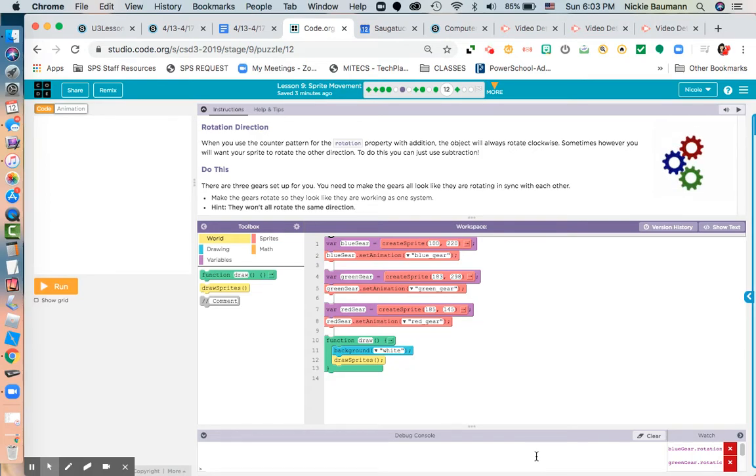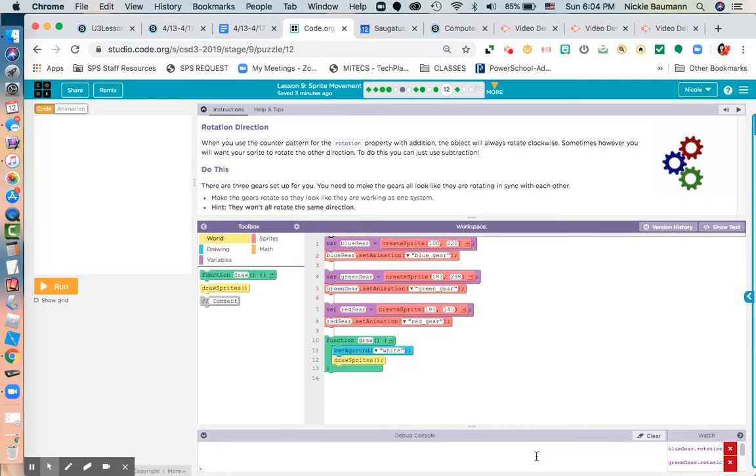Hi everyone, and welcome to Lesson 9, Sprite Movement Bubble 12. And here we're talking about the rotation property. So this is a little different than moving our x values. This time we're talking about the rotation of an object.